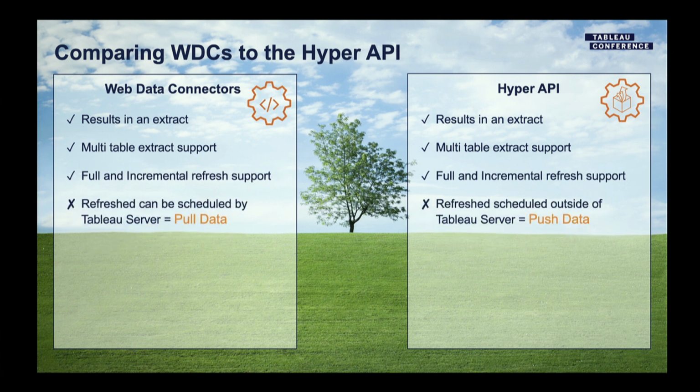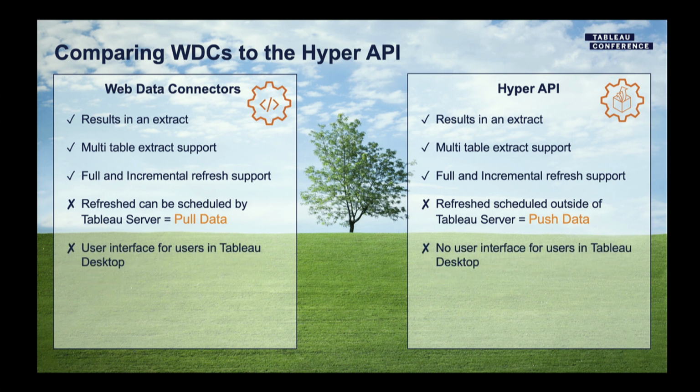And here's where the differences come in. First off, a WDC can be scheduled inside of Tableau Server, whereas, as I just mentioned, the Hyper API is completely handled outside, so you're pushing data into your Tableau Server. The next difference is there's a user interface with your WDCs, so if you want your end users to actually have a place where they can configure or scope down the data they're interested in, you would go the path of a WDC. The Hyper API, on the other hand, has no user interface for them to interact with.